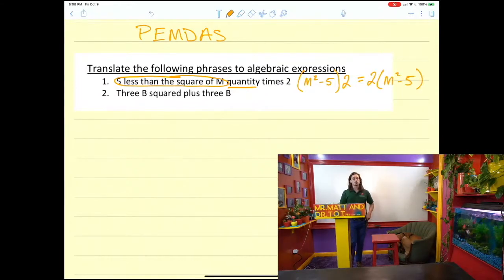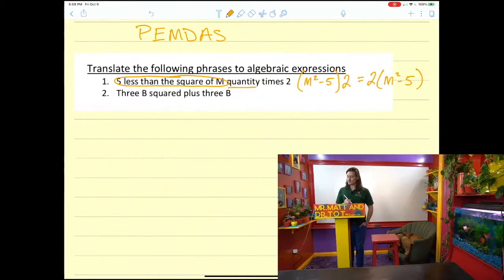Now remember, subtraction is not commutative, meaning that order does matter with subtraction. So m squared minus 5, you need to make sure that you get that correct, translating it from the phrase to the algebra. That is not the same thing as 5 minus m squared. Those are different expressions. In one, the m squared is negative, in the other, the 5 is negative. So they're two different expressions, and you have to make sure that you get that correct.